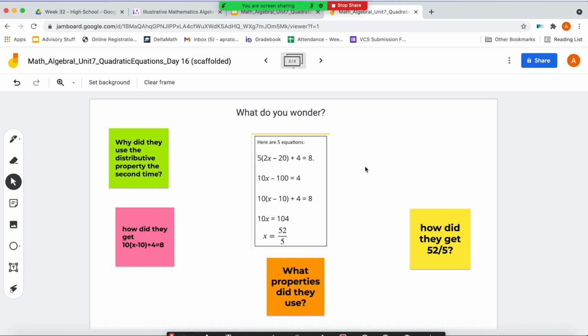How could they check their work? That's another question you can ask them. How can they prove that all of these equations are equivalent? And so, using the wonder questions to facilitate the discussion in the direction that students want to go.